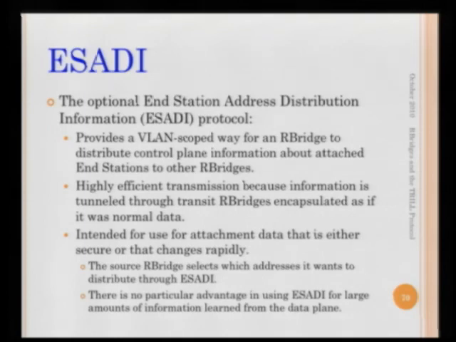There's no particular advantage for using this if you have a bulk of stuff you learn from the data plane. Let's say you're an RBridge and you have a bridge LAN with 10,000 end stations, or maybe 10,000 virtual end stations on it. So you learn 10,000 end station addresses through observing these data frames arrive. Well, if you wanted to, you could take that wad of data and shove it through ASADI, but it's not clear that that's really too much of an advantage. You could just let other RBridges learn from the data plane.